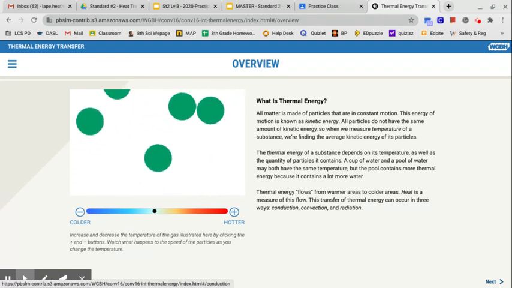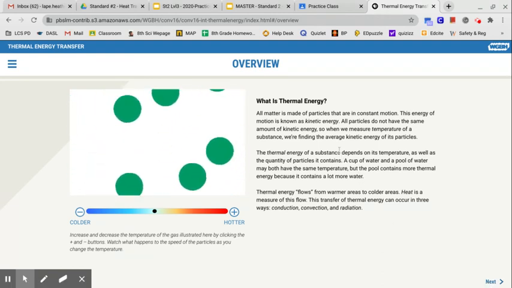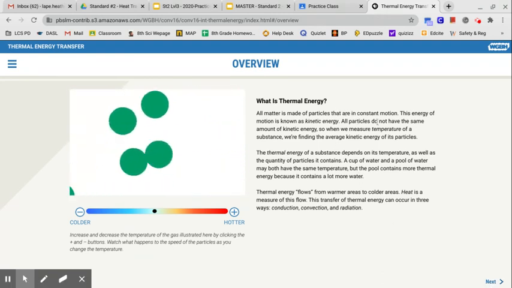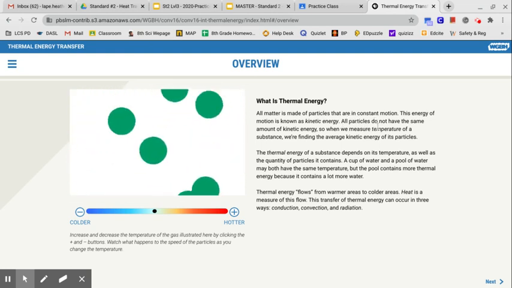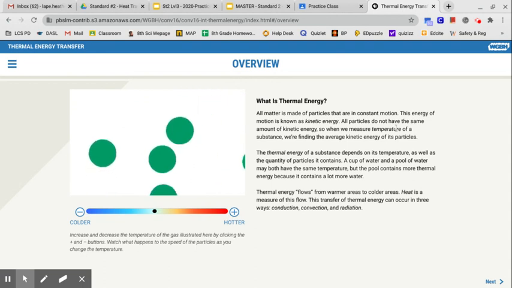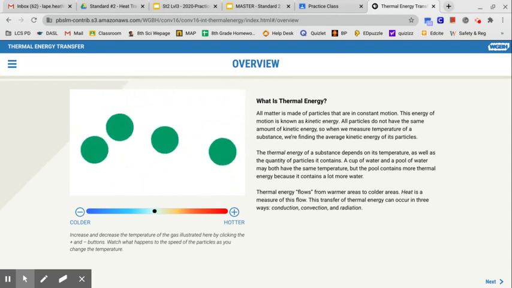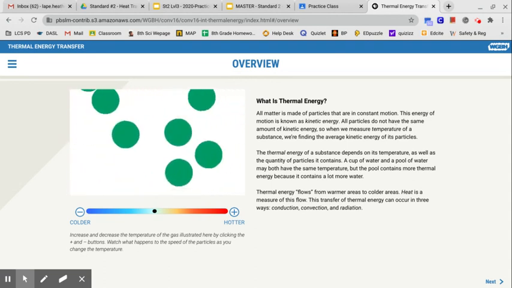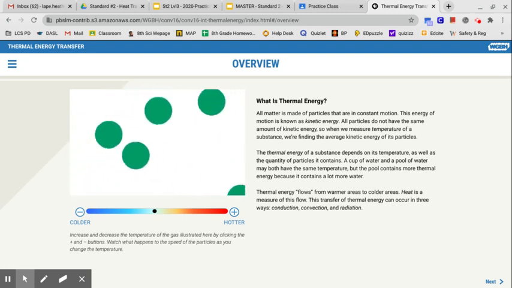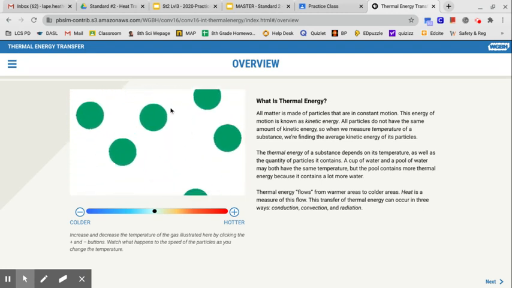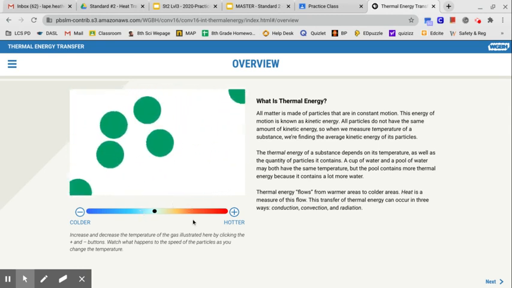What is thermal energy? All matter is made of particles that are in constant motion. The energy of motion is called kinetic energy. All particles do not have the same amount of kinetic energy. So when we measure temperature of a substance, we're finding the average kinetic energy. Remember, kinetic energy is the energy of motion, and you definitely can tell that these particles are moving.